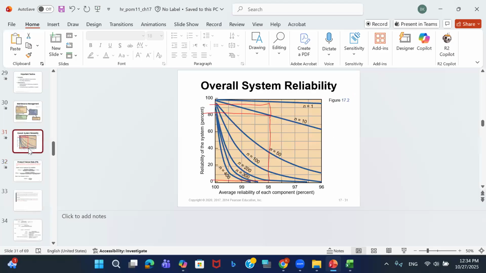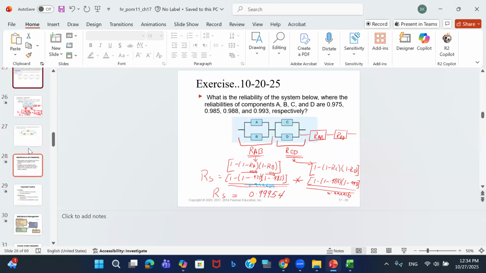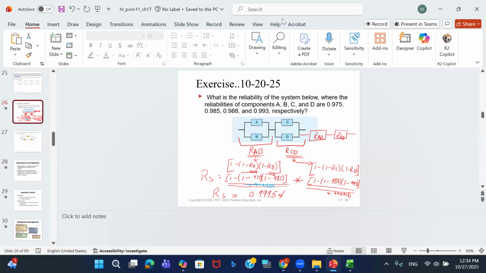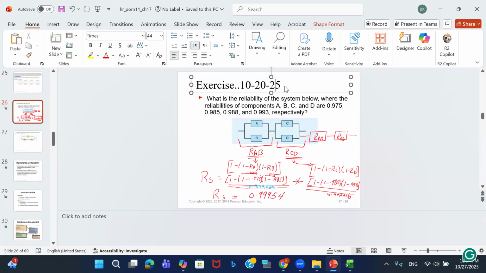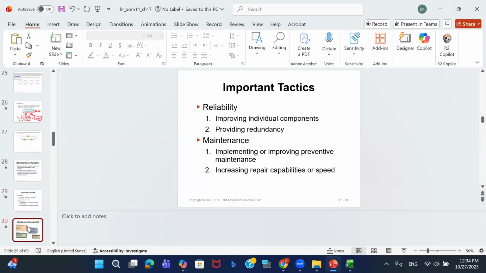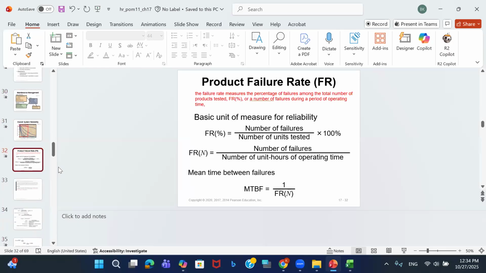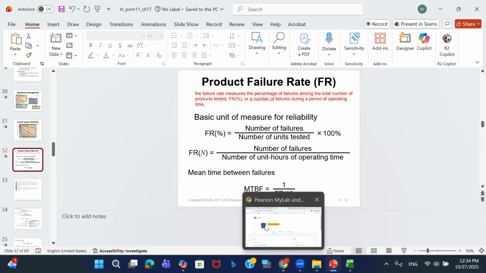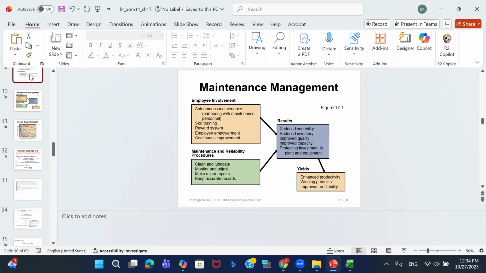Any questions? Any questions about system reliability before we get into a new topic? It's similar, but maintenance, mean time between failures is related to maintenance and reliability, but it is a little bit different. Any questions? No questions.